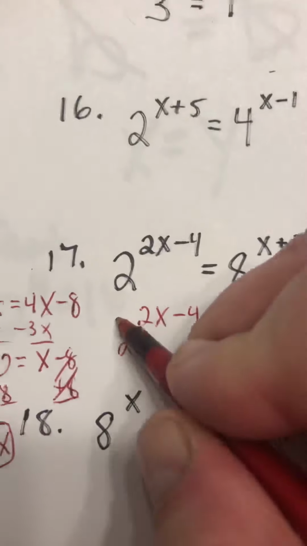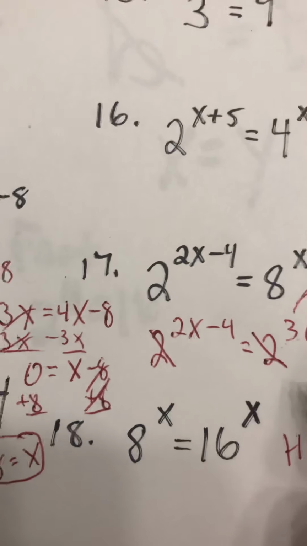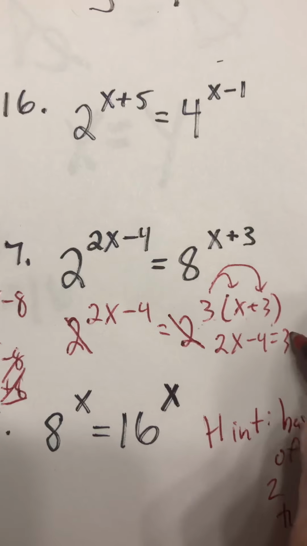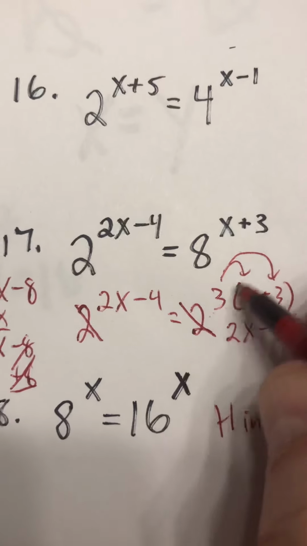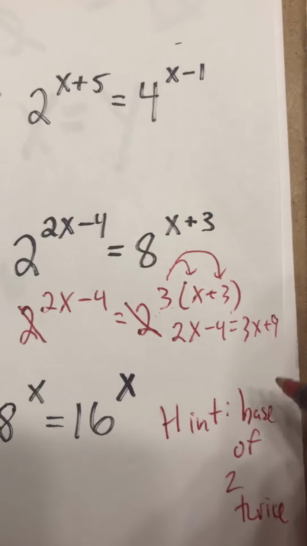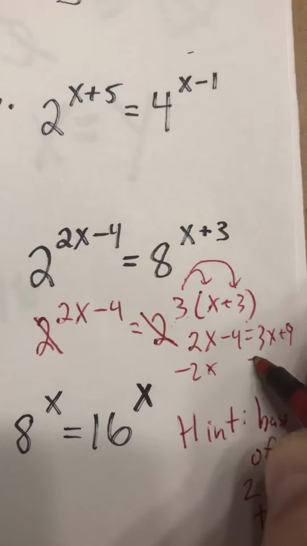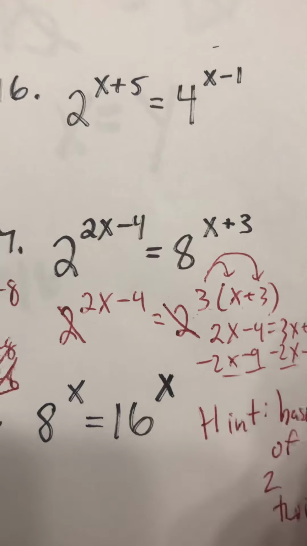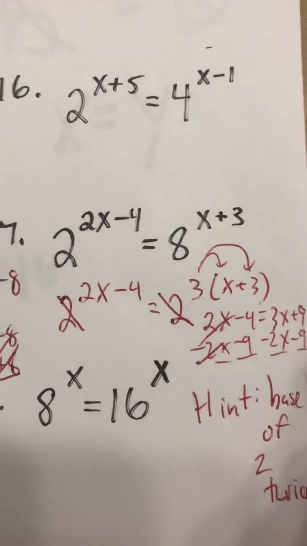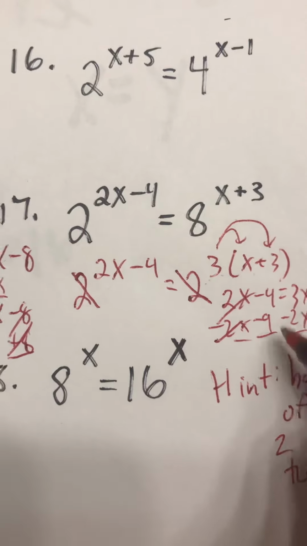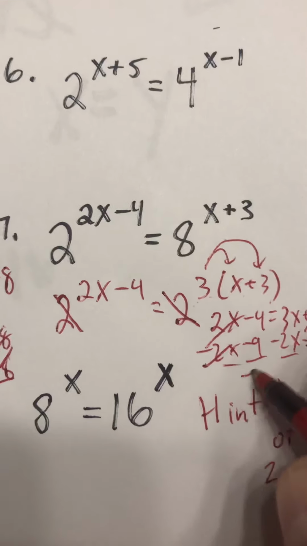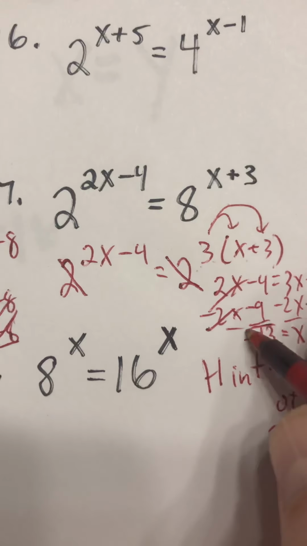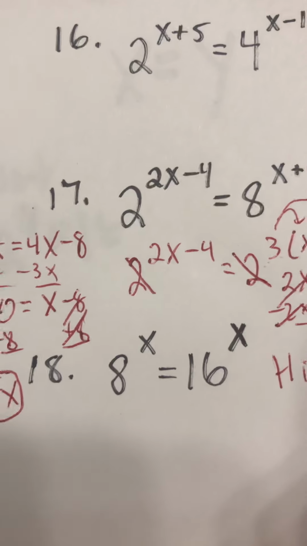So these 2's cancel, and a little bit out of space here. Let's squeeze this in. So I get 2x minus 4 equals 3x plus 9 after I distribute the 3 to both of those. Now solve for x. I subtract 2x on both sides, and at the same time we can subtract 9 on both sides. So 2x's cancel, the 9's cancel. Negative 4 and negative 9 add up to be negative 13, and 3x minus 2x is x. And that brings us to our answer is negative 13.